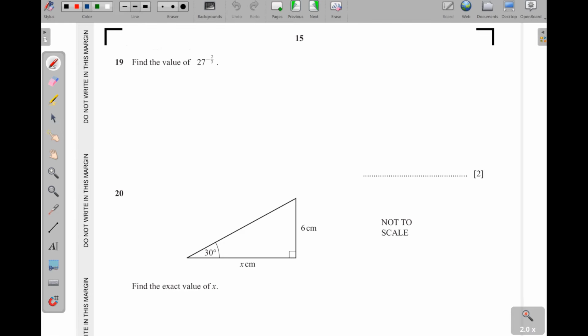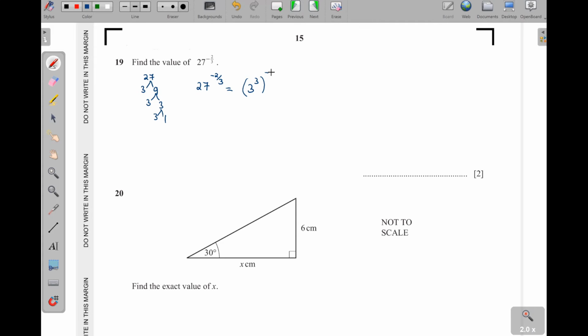Question 19 is coming from Indices. Find the value of 27 power -2 over 3. Now 27 divided by 3, I can get 9. Then by 3, 3. By 3, 1. So meaning 27 is the same as 3 cubed. So I'll write 3, then cubed.